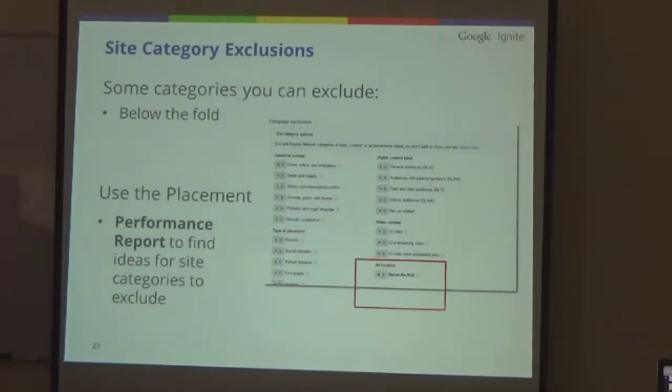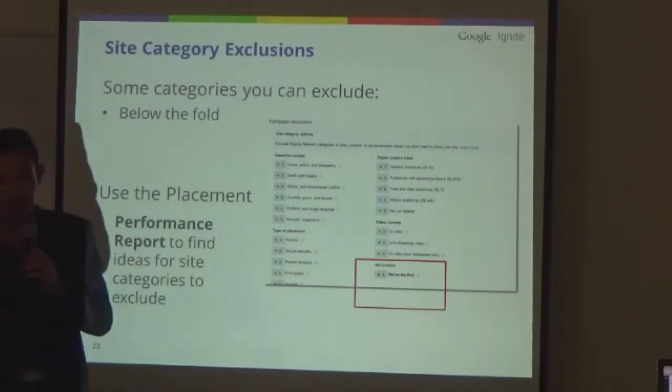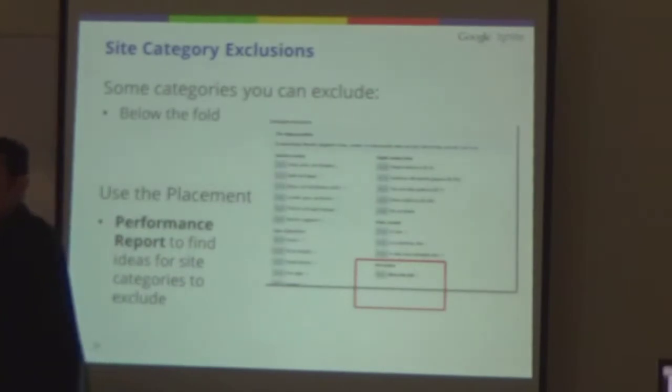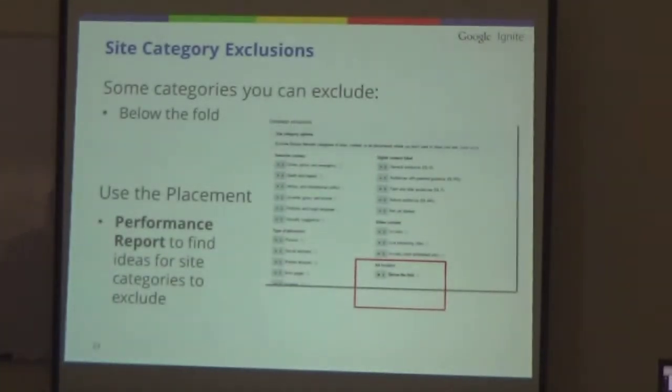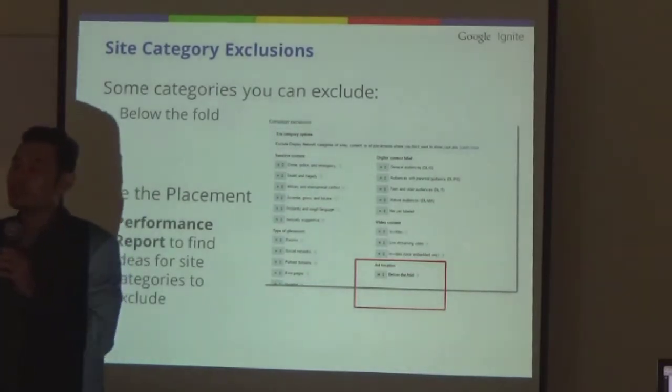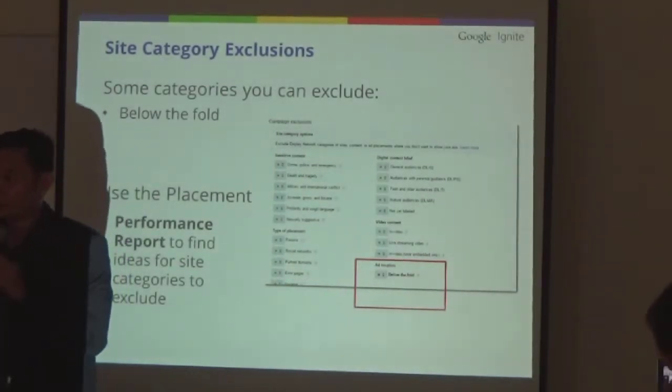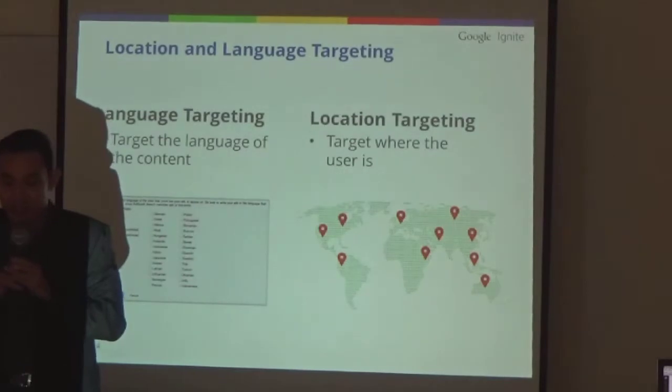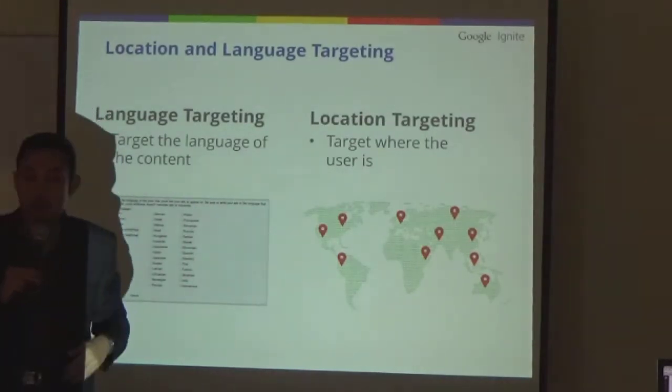So you filter it off. Are you clear with this? That's site exclusion. And where can you find this site category exclusion? In the placement performance report. And in GDN, we're also able to go into language targeting.